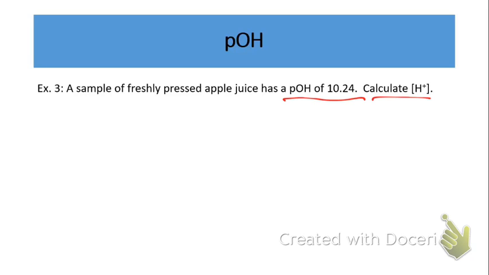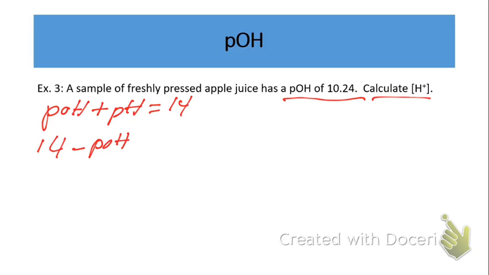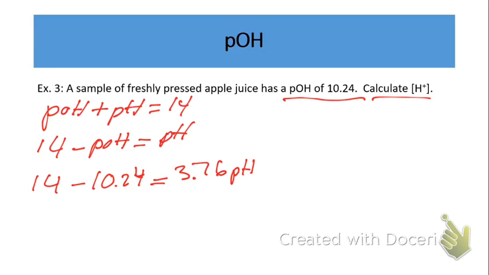Well, using our nifty little equation of pOH plus pH is equal to 14, we can take 14 minus the pOH, and that will give us the pH. So 14 minus 10.24 is equal to the pH of 3.76. Okay, so that's our pH. It's a low pH, so our solution is acidic.